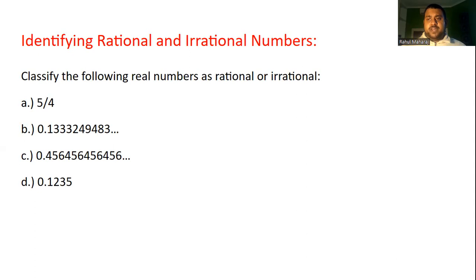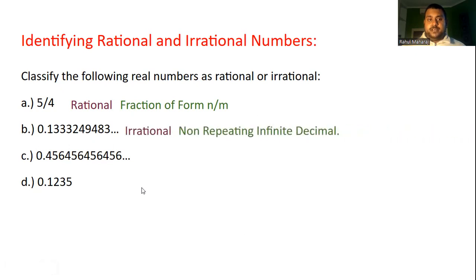So in A, we have 5 over 4, which counts as a rational number because it's a fraction of the form n over m. In B, we have a non-repeating infinite decimal, therefore it is irrational. In C, we have a repeating decimal, 456, 456, 456, 456. Therefore, it counts as rational because it's a repeating infinite decimal.